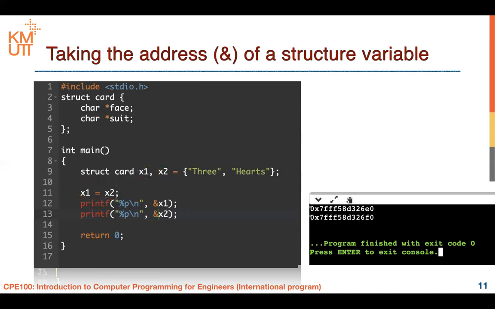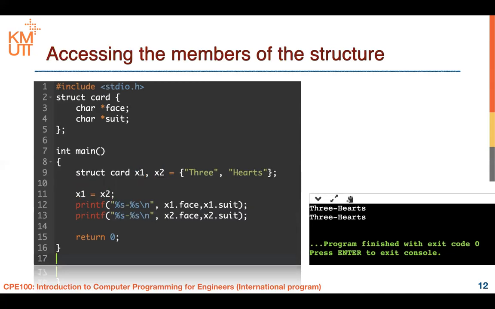Okay, I can use the same example to show you how to access the member of a structure. If you want to access the face of x1, you can use x1.face. You can get three. If you use x1.suit, you will get hearts. Okay, this is very easy. This is how to access the member or the field of the structure.